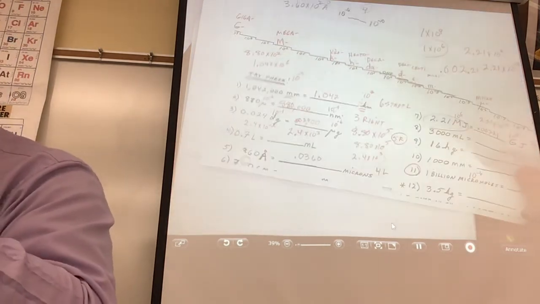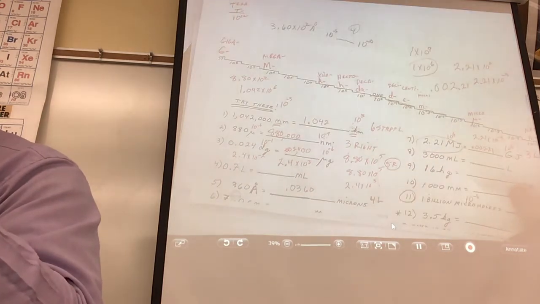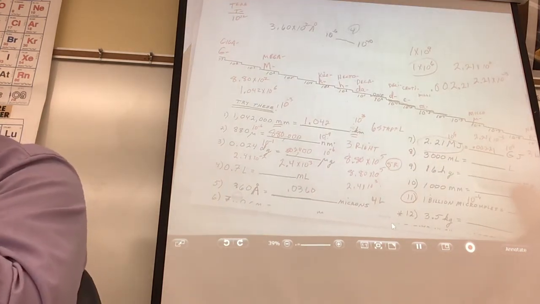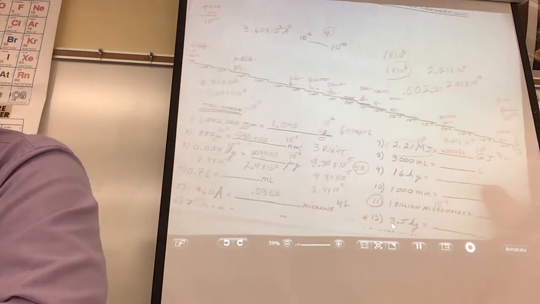And now we still use the same idea. I'm going from angstroms to microns. I've got to get smaller by 4 powers of 10. So, Marie, how do you make that number smaller by 4 powers of 10?